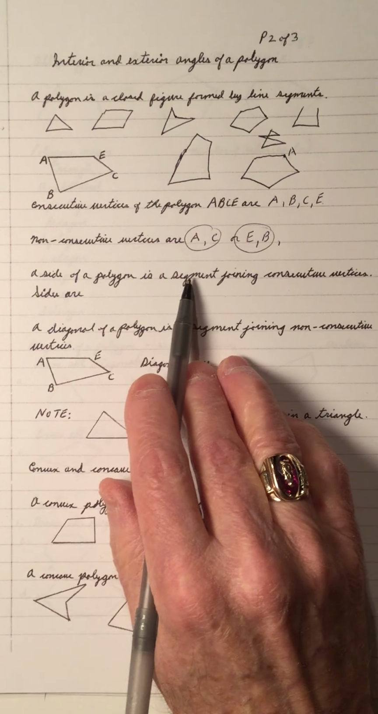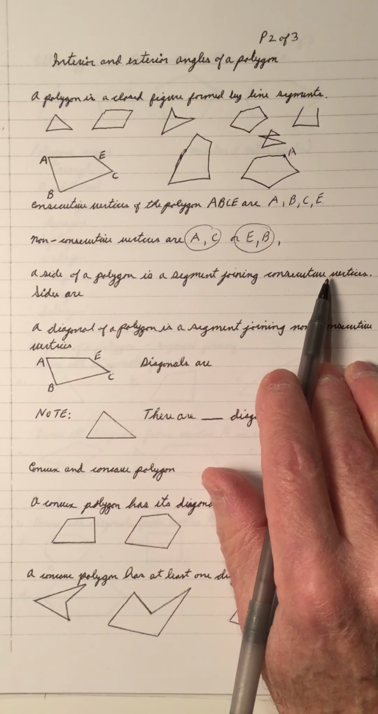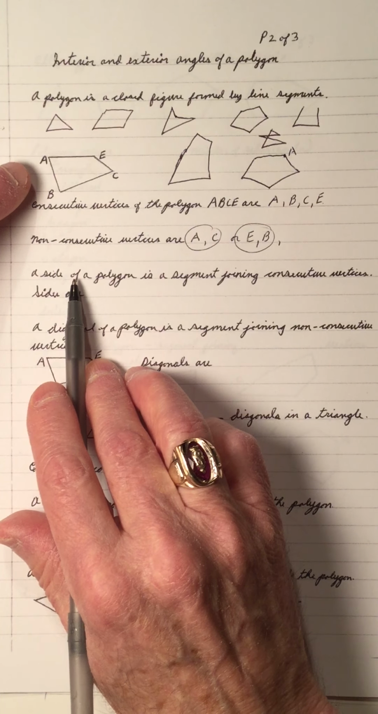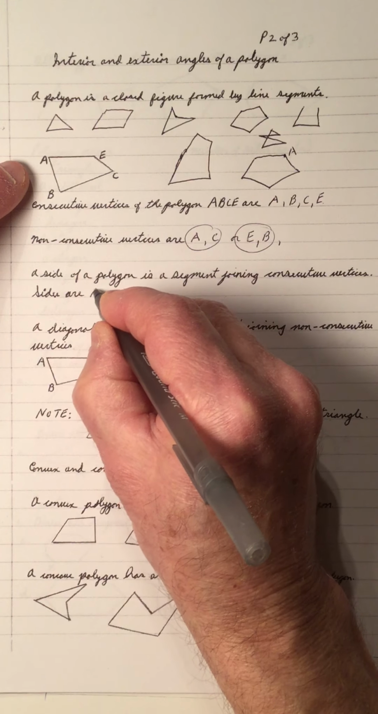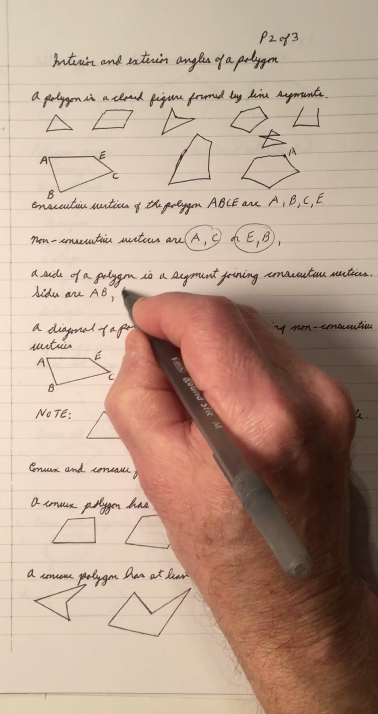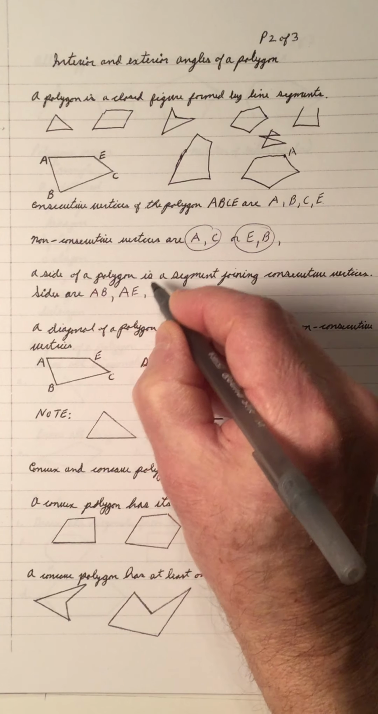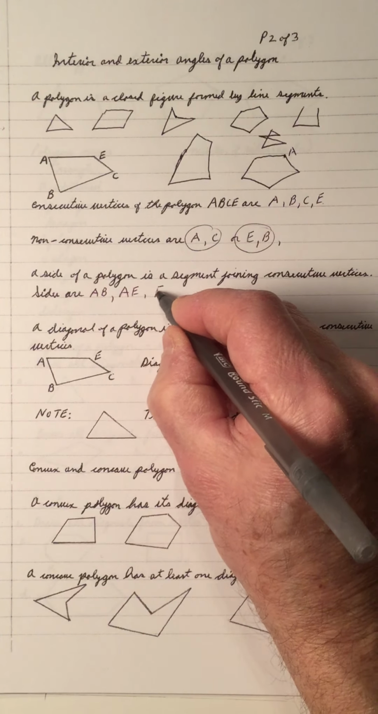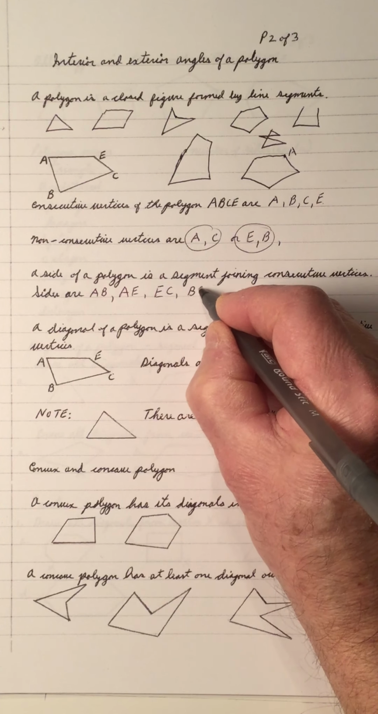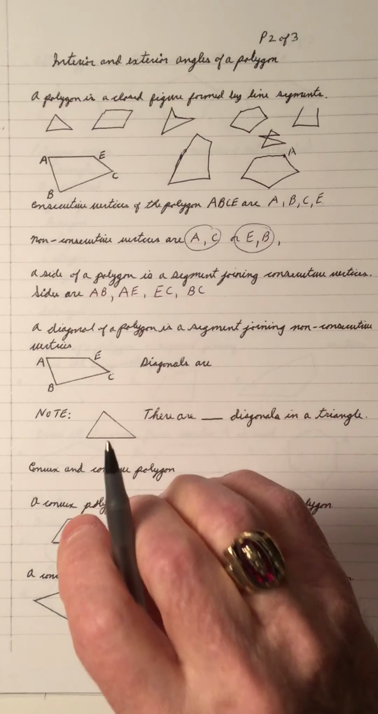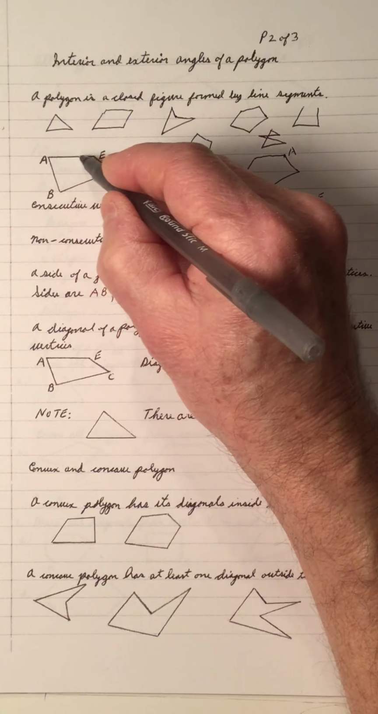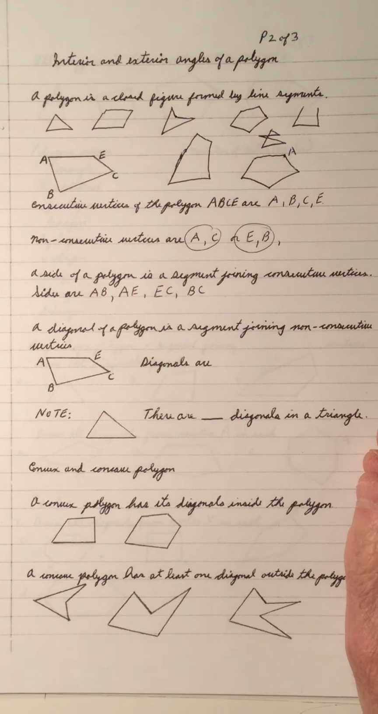A side of a polygon is a segment joining consecutive vertices. So if you take this polygon here, the side joins consecutive vertices. So the sides are AE, AC, EC, or BC. So remember, the sides of a polygon join consecutive vertices. You can't leave here and go to here. You've got to follow consecutive vertices.